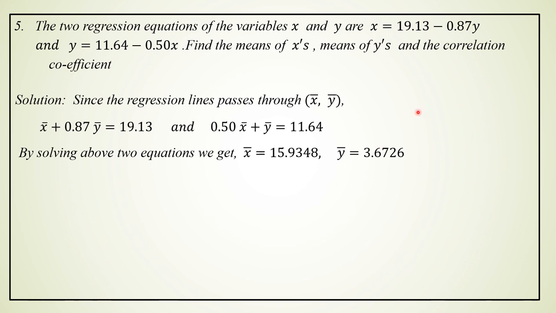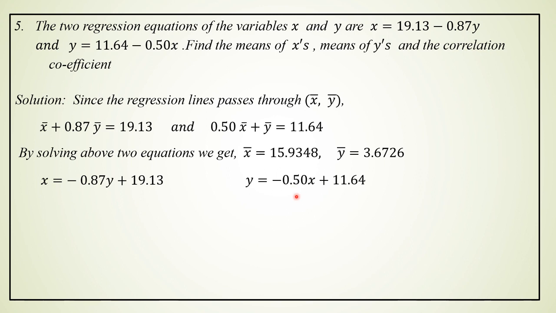Now to find the correlation coefficient, just consider the given equation. x is equal to minus 0.87y plus 19.13. Over here I have expressed x in terms of y, and the other equation is y is equal to minus 0.50x plus 11.64. Here I have expressed y in terms of x.